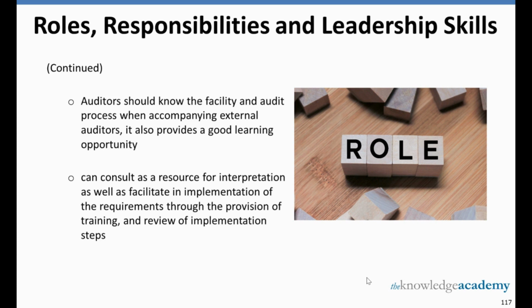Apart from providing a good learning opportunity, it also improves the credibility of the internal auditor, that he knows his office, he knows his company, he knows where he's going, he knows the process, so it improves the credibility too. And he can act as a resource for interpretation as well as facilitate implementation of the requirements through the provision of training and review of implementation steps.